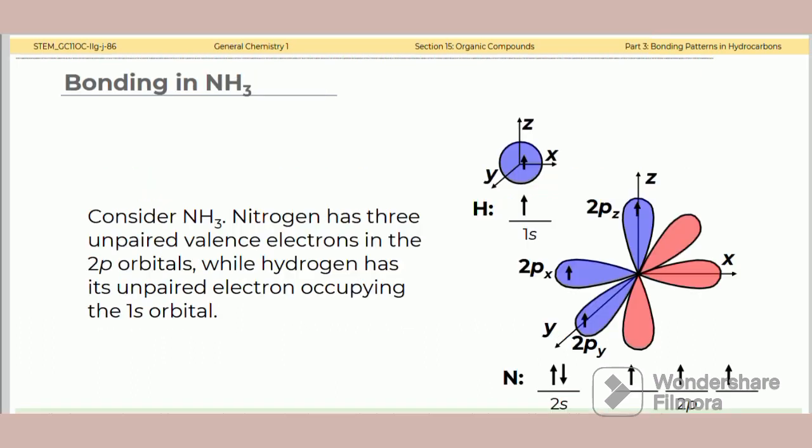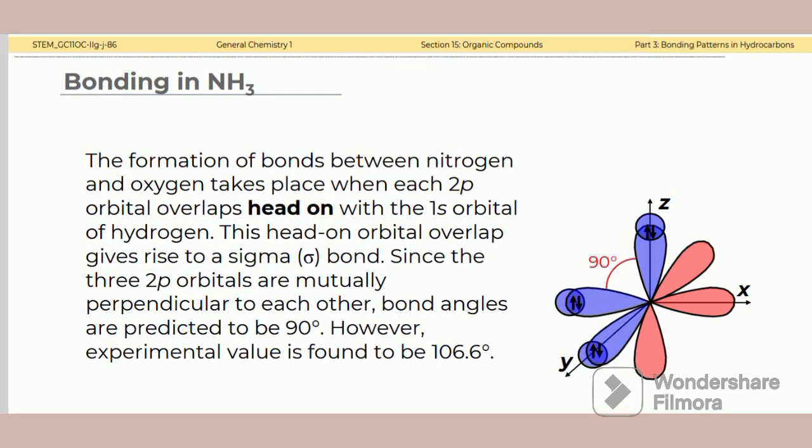Bonding in NH3 or ammonia. Consider ammonia. Nitrogen has 3 unpaired valence electrons in the 2p orbitals, while hydrogen has its unpaired electron occupying the 1s orbital. The formation of bonds between nitrogen and hydrogen takes place when each 2p orbital overlaps head-on with the 1s orbital of hydrogen. This head-on orbital overlap gives rise to a sigma bond.